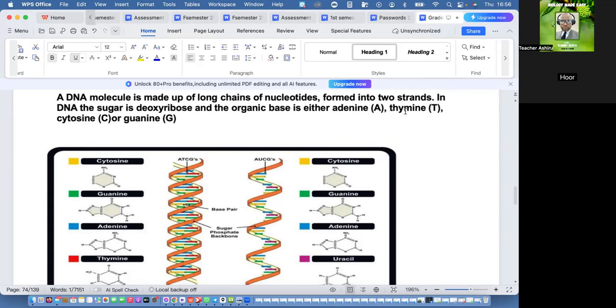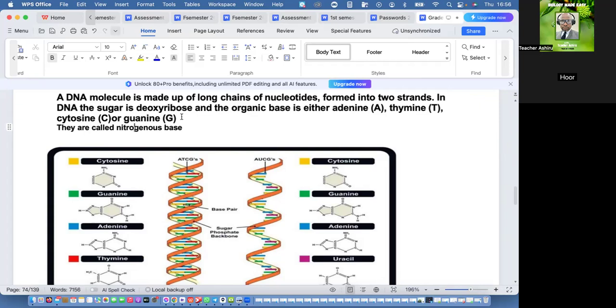Now, these adenine, thymine, cytosine, and guanine are called nitrogenous bases. Let me write it here. They are called nitrogenous bases. So A, T, C, G.